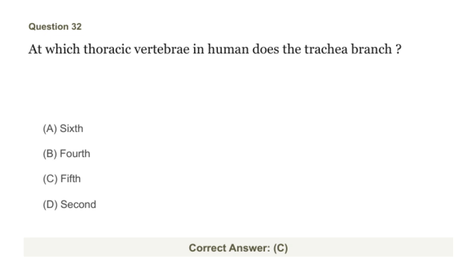Connecting this to the overall theme of the presentation, recognizing the precise anatomical landmarks helps us better understand respiratory function and clinical procedures involving the trachea. It also emphasizes how anatomy guides both diagnosis and treatment in medicine. So remember, the trachea branches at T5, the fifth thoracic vertebra.